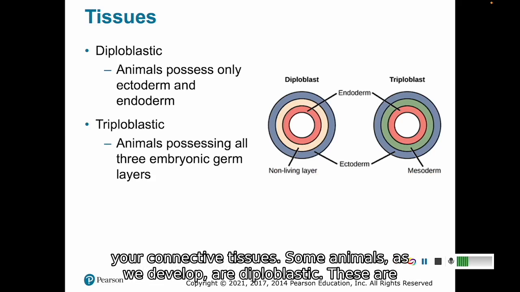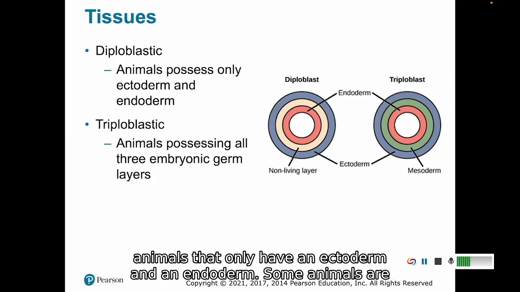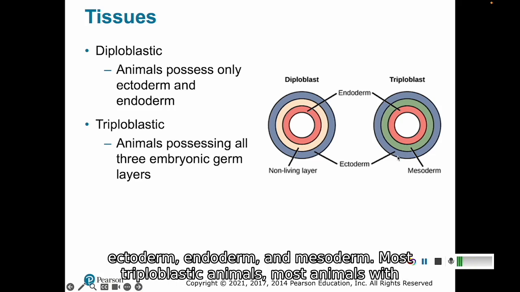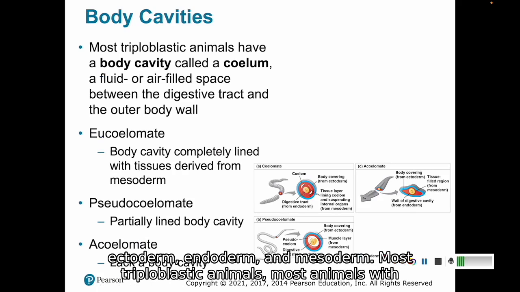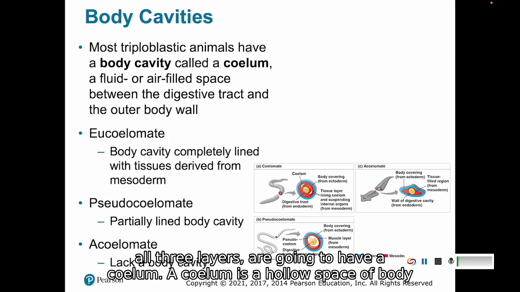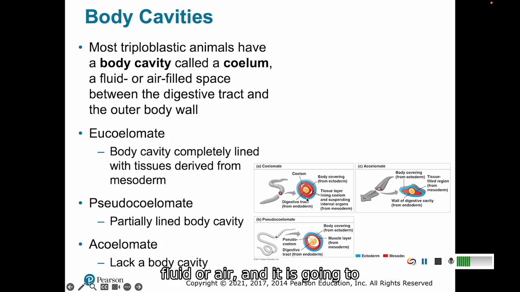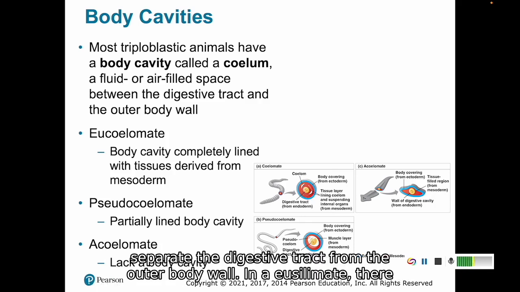Some animals, as we develop, are diploblastic. These are animals that only have an ectoderm and an endoderm. Some animals are triploblastic. They have all three germ layers, an ectoderm, endoderm, and mesoderm. Most triploblastic animals, most animals with all three layers, are going to have a coelom. A coelom is a hollow space, a body cavity within the animal, usually filled with fluid or air, and it is going to separate the digestive tract from the outer body wall.